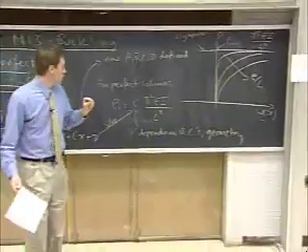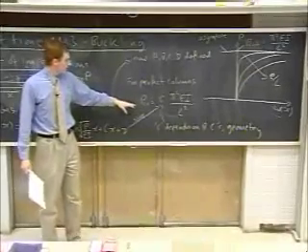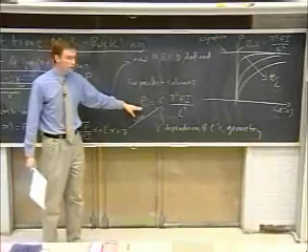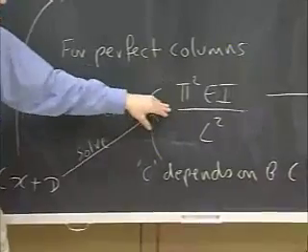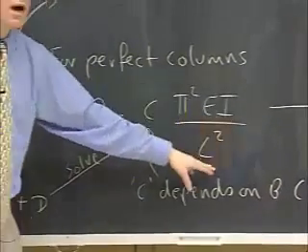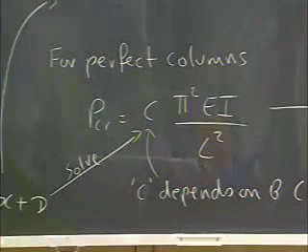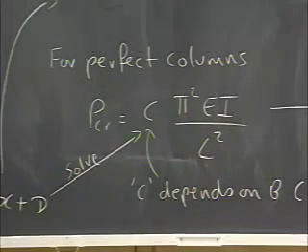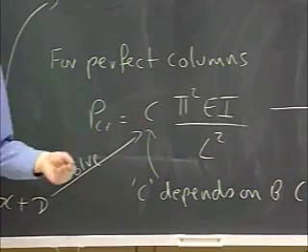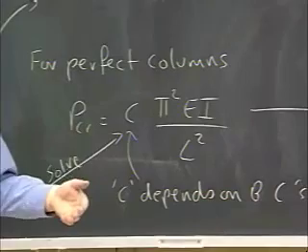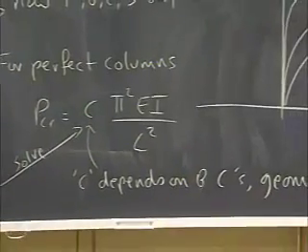I mentioned something else in passing, and I think I managed to confuse you. I said that in general, for a perfect column, the critical load goes as some factor C times pi squared EI over L squared, the critical load for a perfectly straight, perfectly loaded elastic column. I tried to appeal to your intuition about what this constant C might look like for a couple of cases, and that was probably the wrong way to go about doing it.